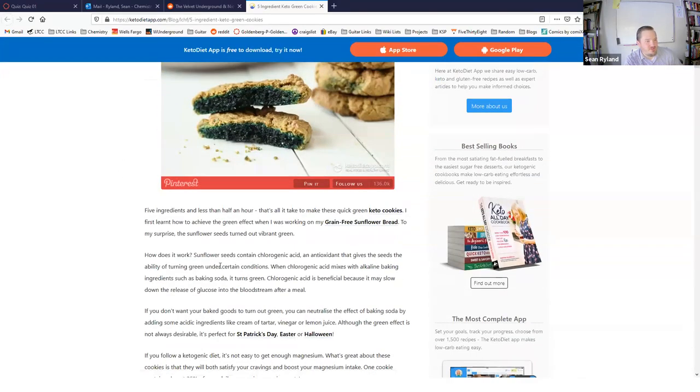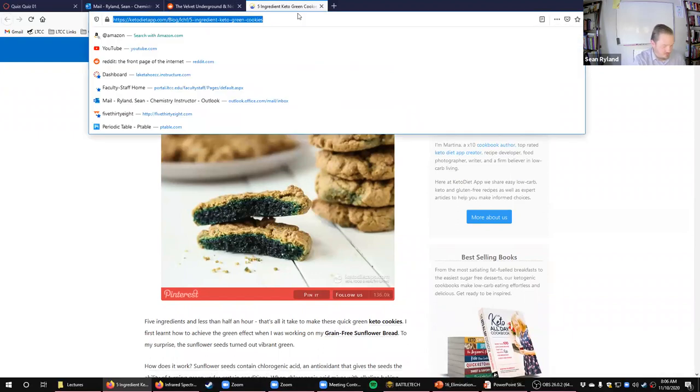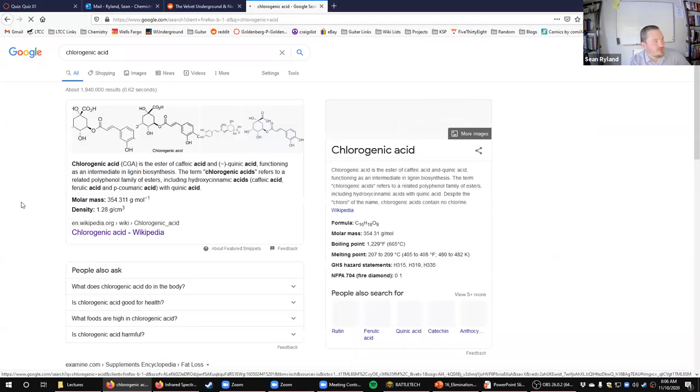And that has to do with this compound called chlorogenic acid, which doesn't actually have any chlorine in it. It comes from the original Greek word chloro, which means green. Chlorogenic means the source of green, like genic, like Genesis. And so chlorogenic acid is a compound that, I'll pull up the structure here.